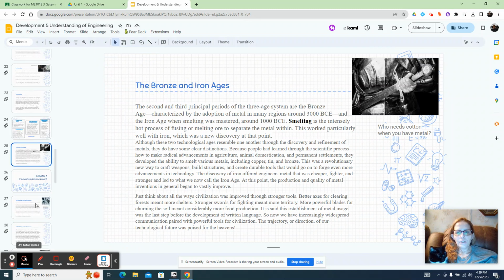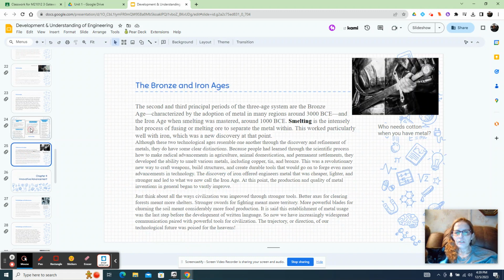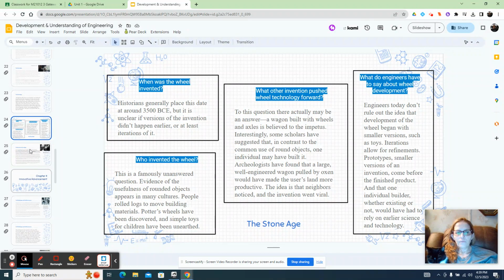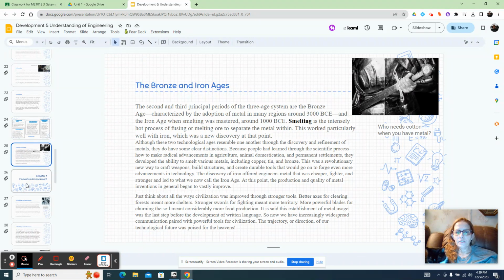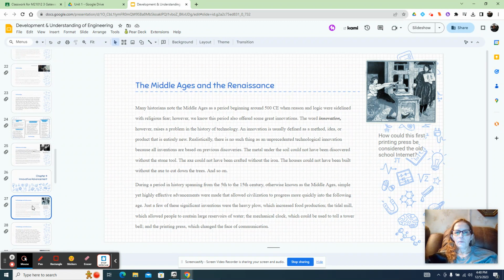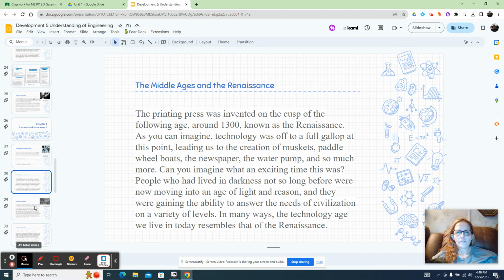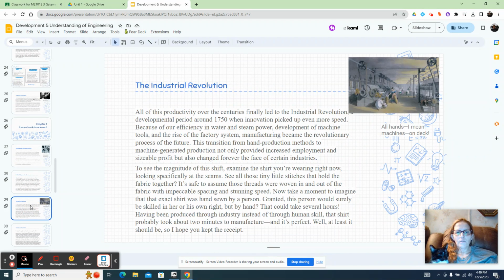The Bronze Age, and then the innovative advancements. This is when the inventions took place. Innovations, we know, means the changes that took place, the improvements, so to speak. The Middle Ages and the Renaissance, what happened during those times? The printing press was invented. That's kind of a big deal.